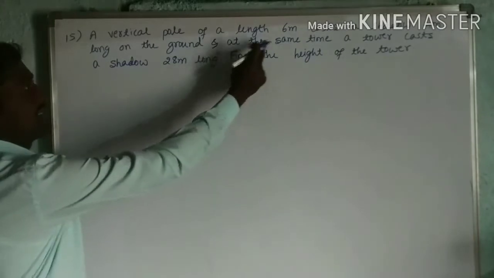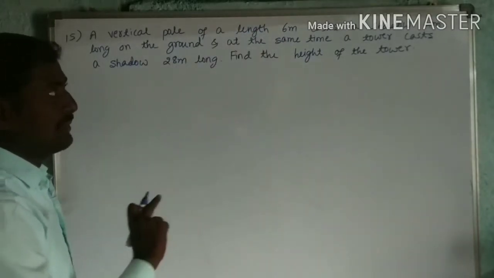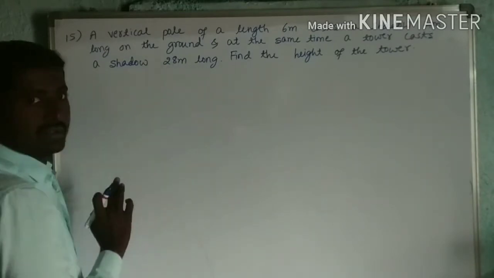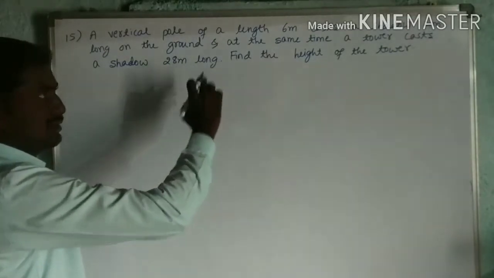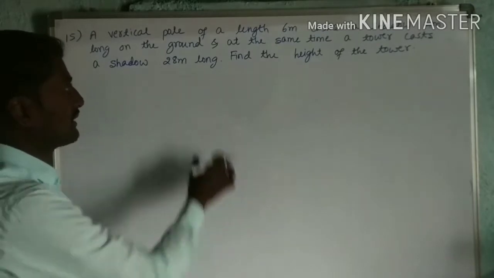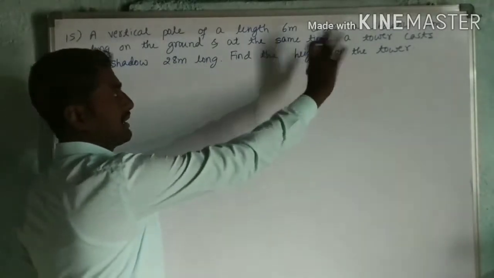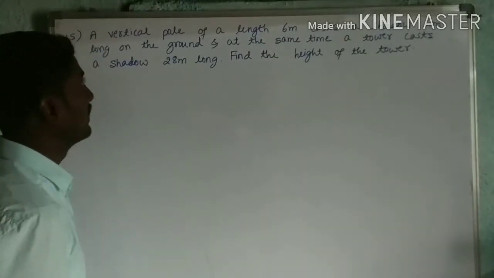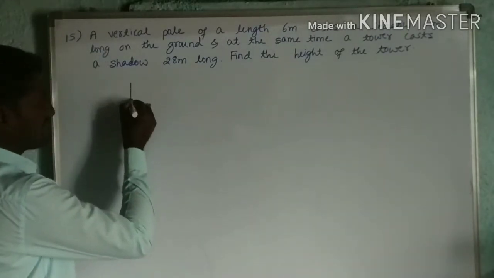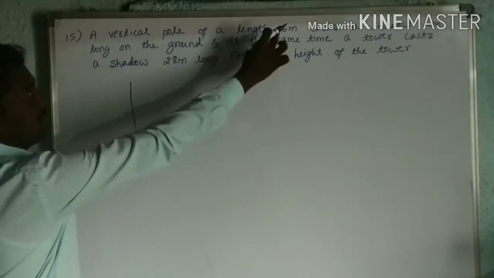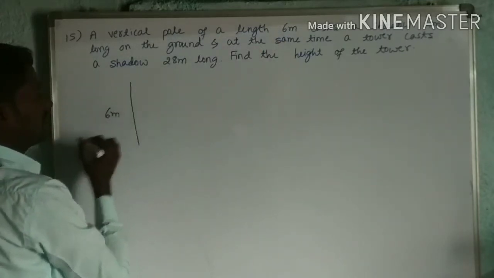Next, at the same time, a tower casts a shadow 28 meters long. So the tower also casts a shadow of length 28 meters. Find the height of the tower. We have to find the height of the tower. Let us take this as a pole first. The height of the pole is how much? 6 meters, they have given.